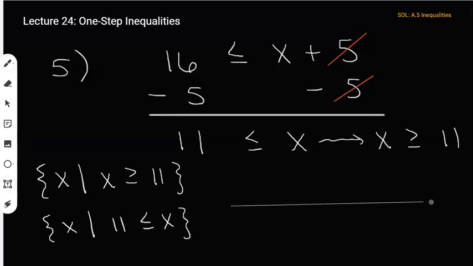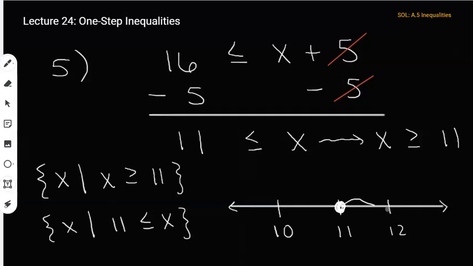But then my number line, it should be pointing to the right. So I'm going to have my 11, and I'm going to have my closed dot on that. Let me put my 12 and my 10 over here, and I'm going to be shading to the right, as usual. But anyways, that's inequalities.